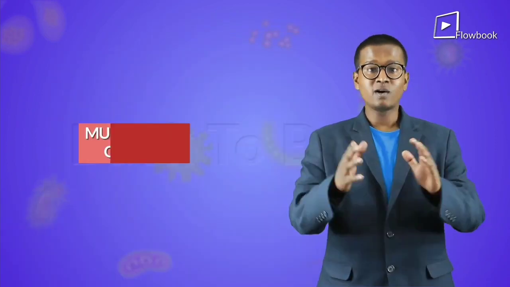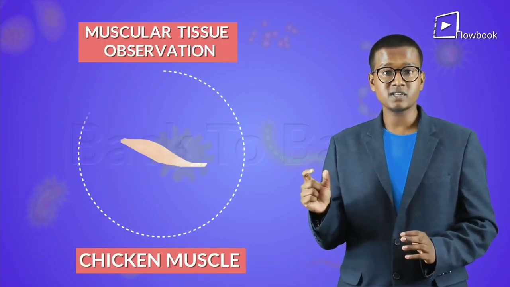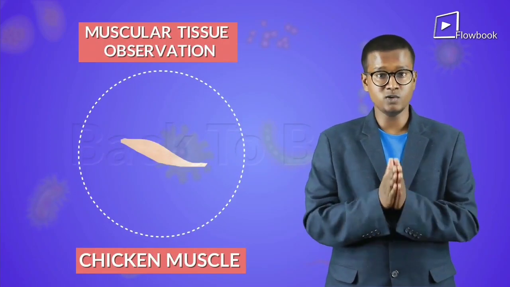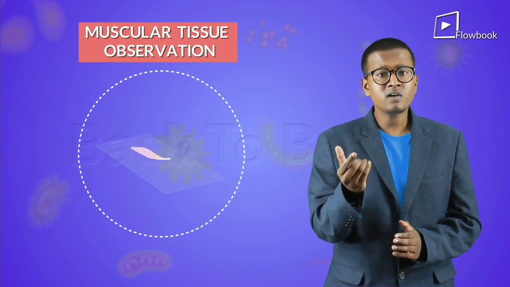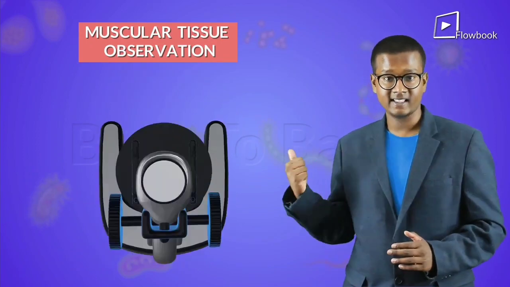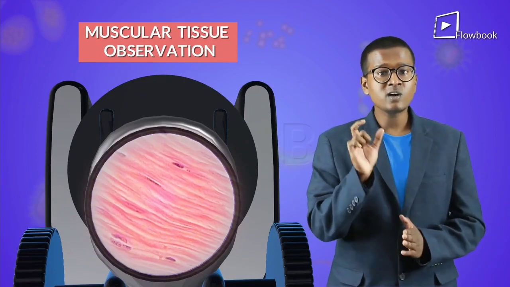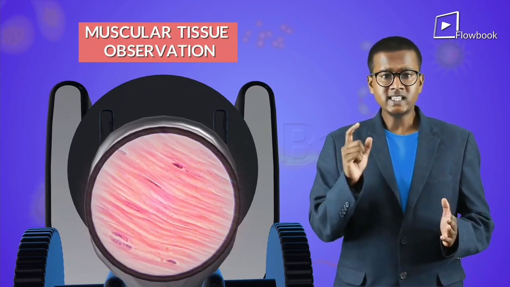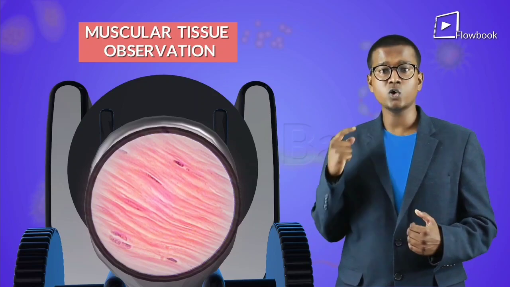the outside. Now take a small piece of the chicken muscle which is already dipped in the dilute hydrochloric acid and prepare a slide and observe it under a microscope. And you will see it like this. Here the cells are arranged in a fibrous manner. These tissues help in the movement of the body.